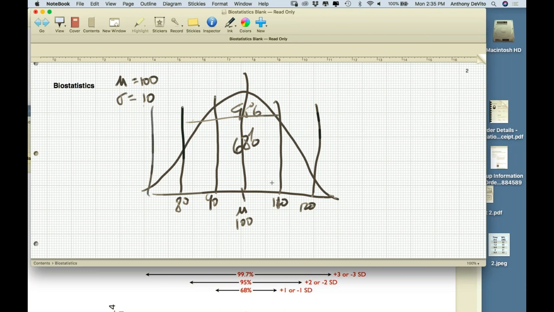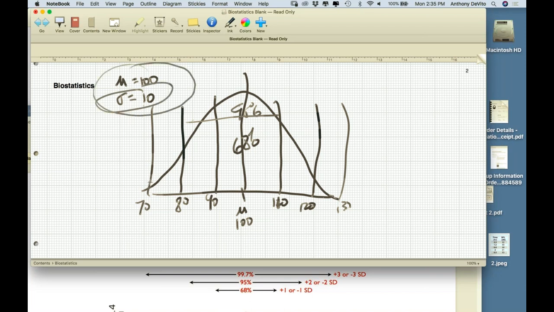And again, if I went to three standard deviations out, almost all of the population would be between 70 and 130. 99.7%. Well, it's pretty convenient, right, to be able to estimate how a normal distribution is distributed for a population. Remember I told you how important that standard deviation is going to be to us. This is the reason why it's so important.